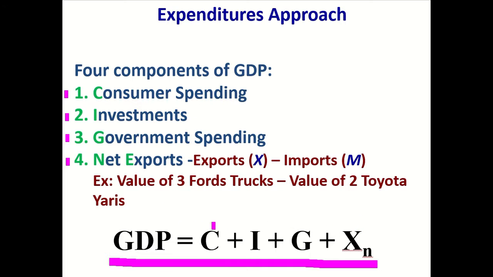Now, consumer spending is pretty simple. You go buy a house, a car, a phone, a shirt, a lamp, headphones, whatever, that's consumer spending. That makes up a pretty large portion of our GDP. Investment spending, we're going to get to that one in just a second. I don't want to talk about that one right yet because that's a little different.